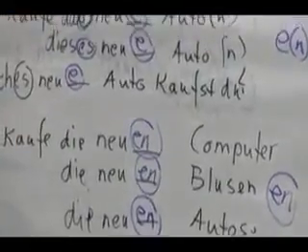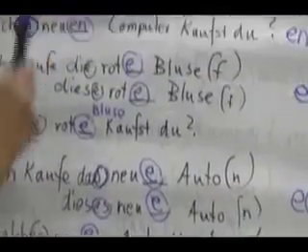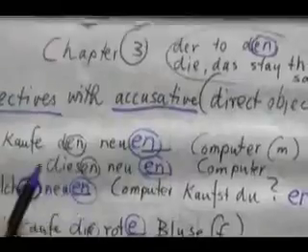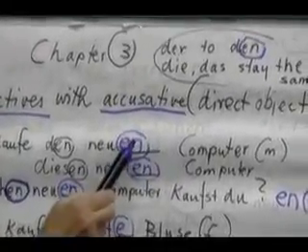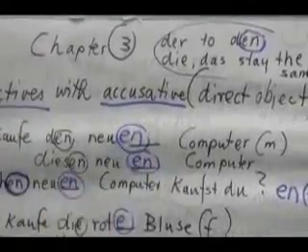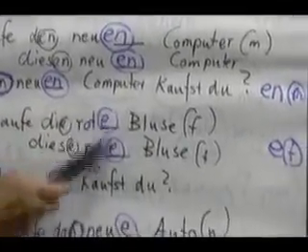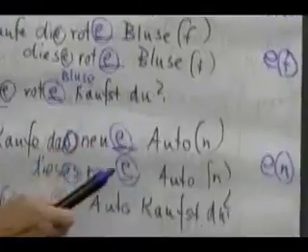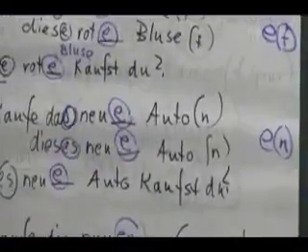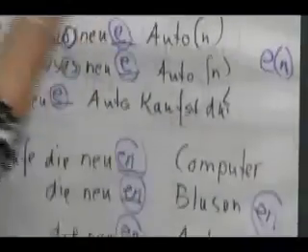Alright, let's go over it again. Accusative case with der words, adjective ending for masculine nouns is en. Adjective ending for feminine nouns is e. And adjective ending for neuter nouns is e also. And in the plural we have en.